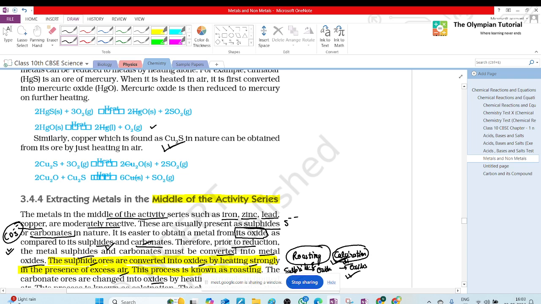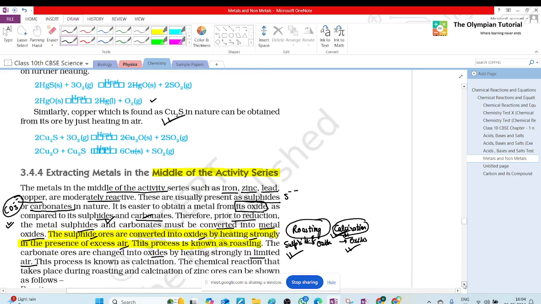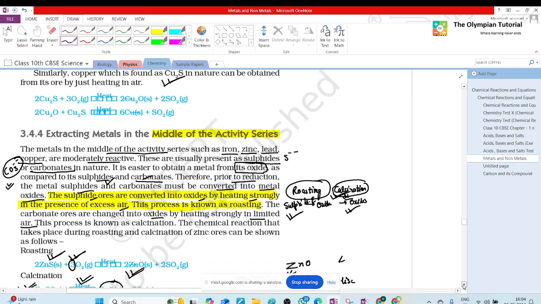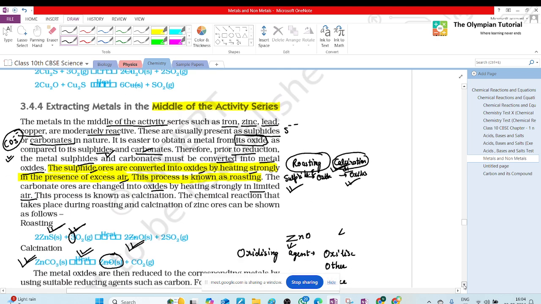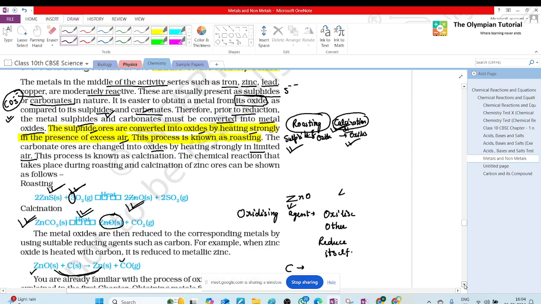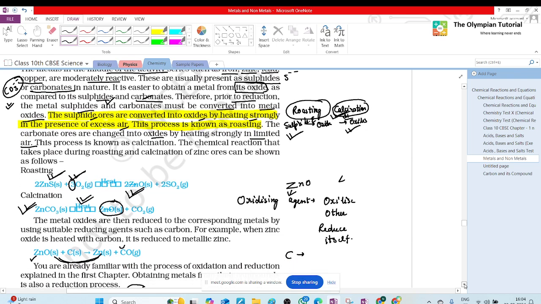Extracting metals in the middle of the activity series. The metals in the middle of the activity series, such as iron, zinc, lead, and copper, are moderately reactive. These are usually present as sulfides or carbonates in nature. It is easier to obtain a metal from its oxide as compared to its sulfides and carbonates. Therefore, prior to reduction, the metal sulfides and carbonates must be converted into metal oxides.